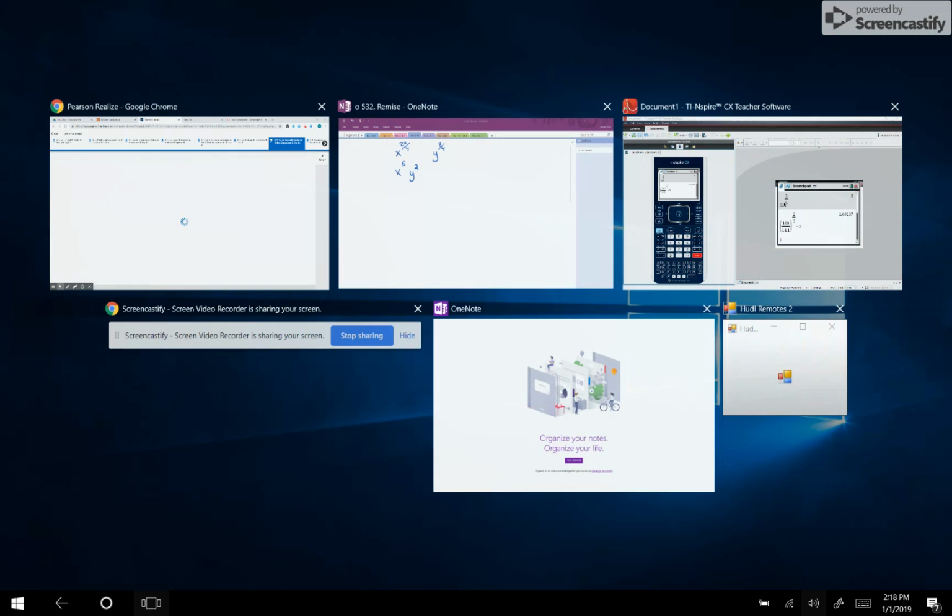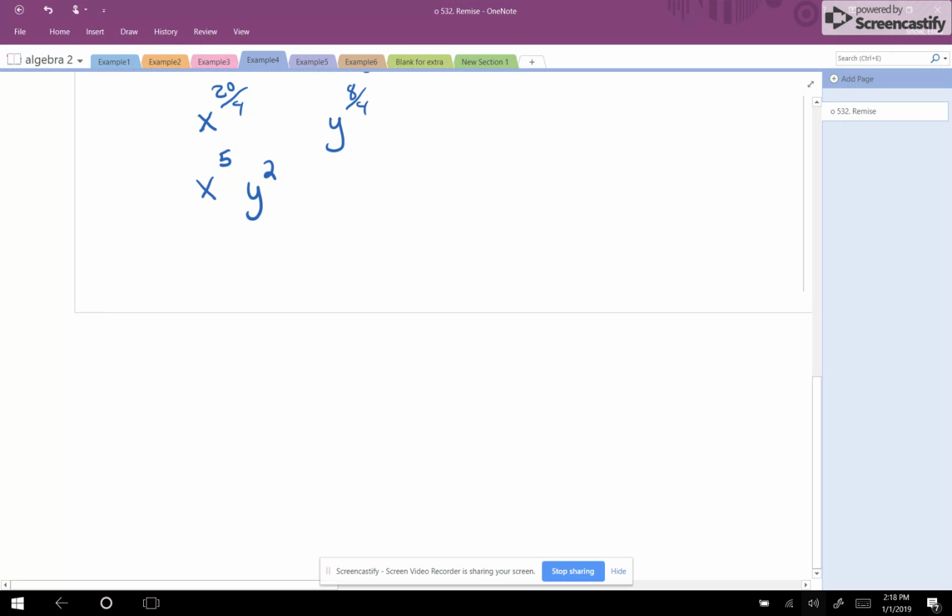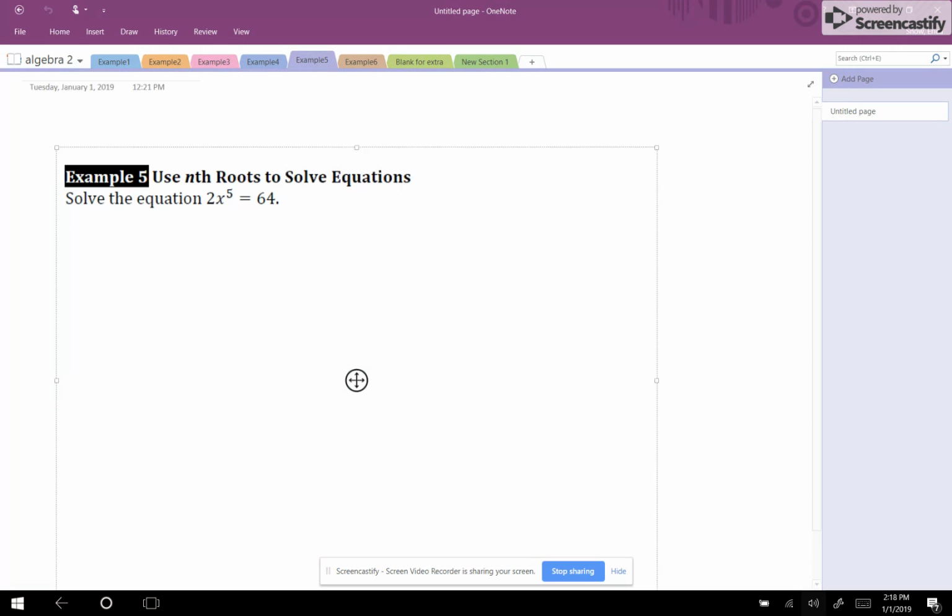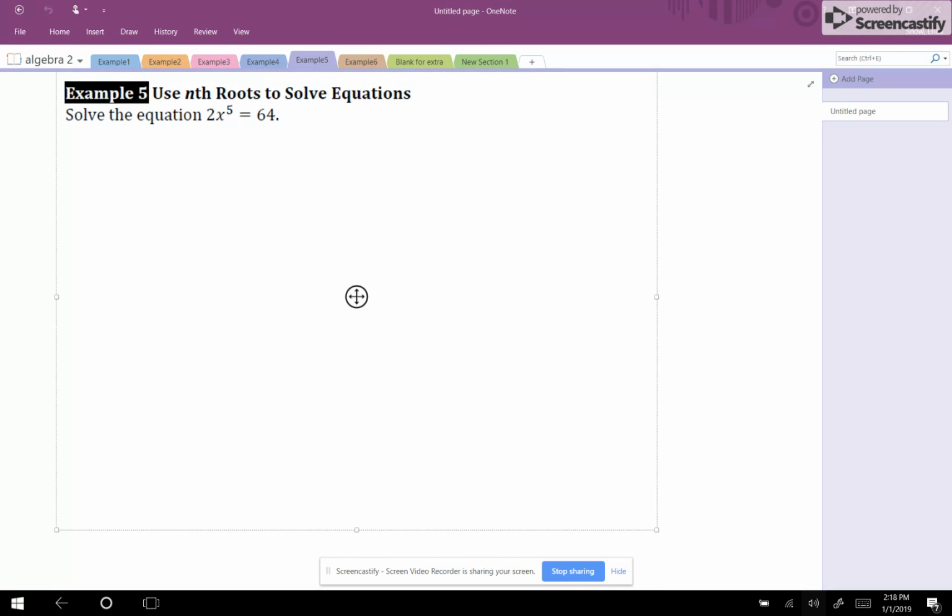Okay, we're going to go to example 5 now. We're cruising. Okay, x to the 5th. Use nth roots to solve the equations. So we have our 2x to the 5th is 64. Guys, you need to get x by itself. So what are we going to do? We are going to divide both sides by 2. When we divide by 2, these cancel. We get x to the 5th is 32.